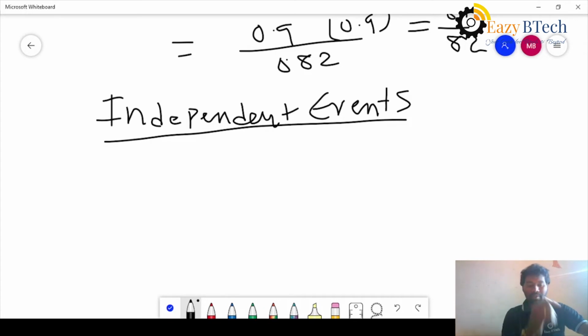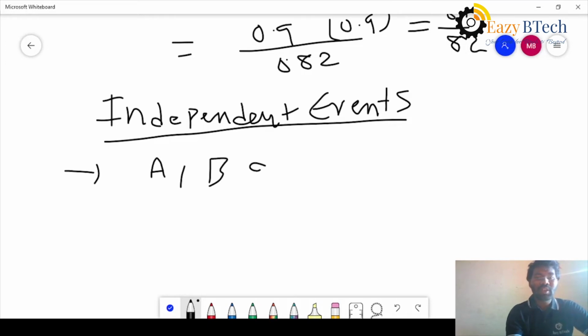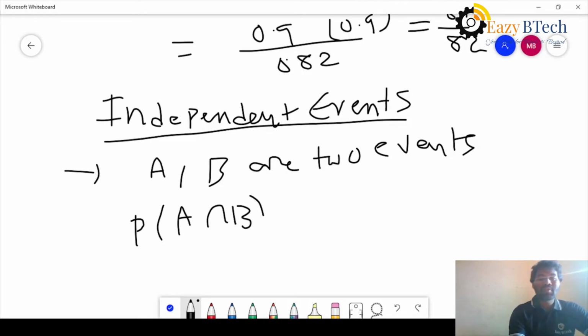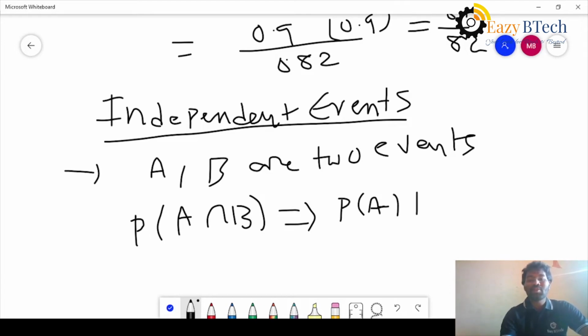If you take two events, A comma B, and you want P of A intersection B of these two events. Independent events means that P of A intersection B is always equal to P of A into P of B. That means independent means the probability of one event does not depend on the probability of the other event. So they are individual, and that's why they are called independent events.